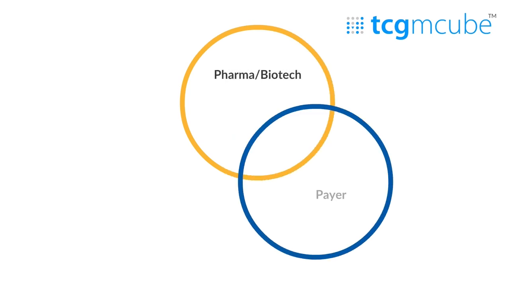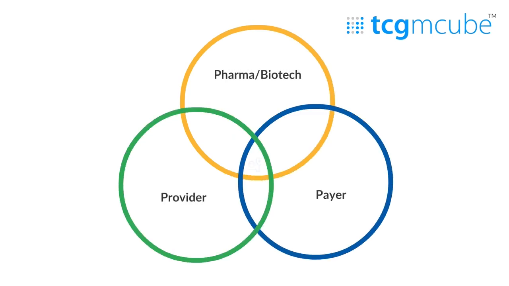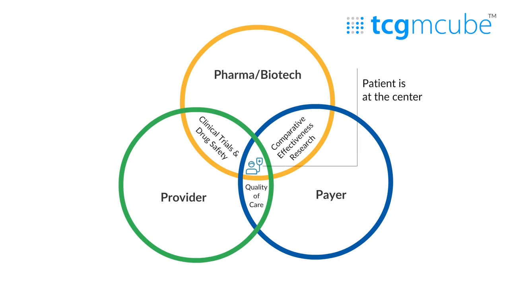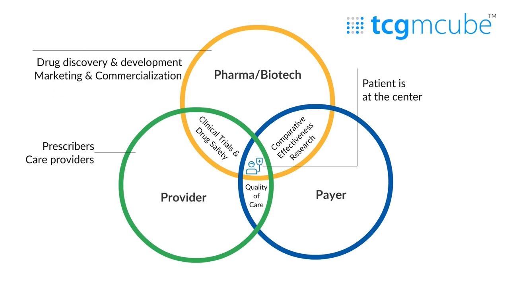The healthcare and life sciences ecosystem is highly complex, comprised of different stakeholders with different goals and objectives. The patient is at the center. The other stakeholders are providers who treat the patients and prescribe medication. The pharma or biotech stakeholder develops and sells those medications, and the payer, the health insurance companies, pay for it.